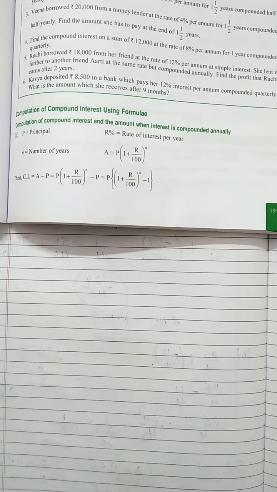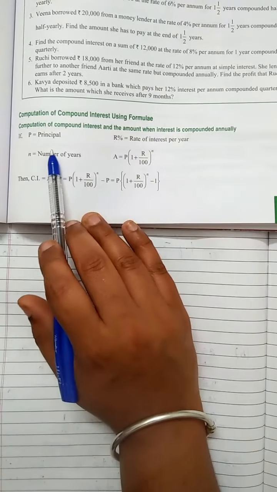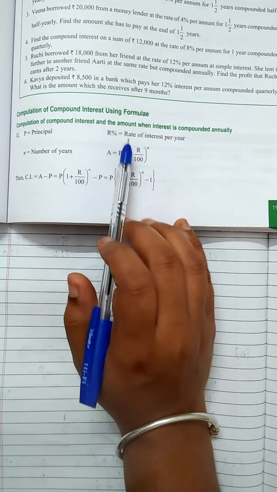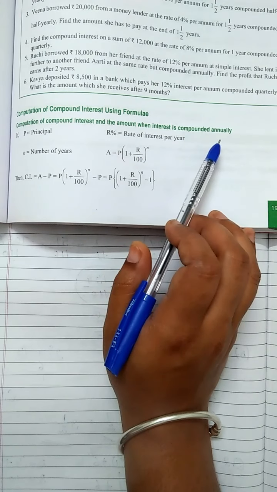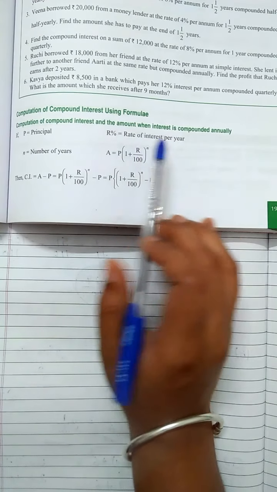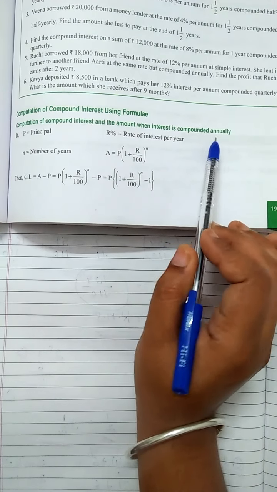Now we will discuss how to find compound interest using formulas. Now we have some formulas that we can apply directly and find the compound interest and amount. Okay, so first is computation of compound interest and the amount when interest is compounded annually. Now, how to calculate interest when interest is compounded annually?